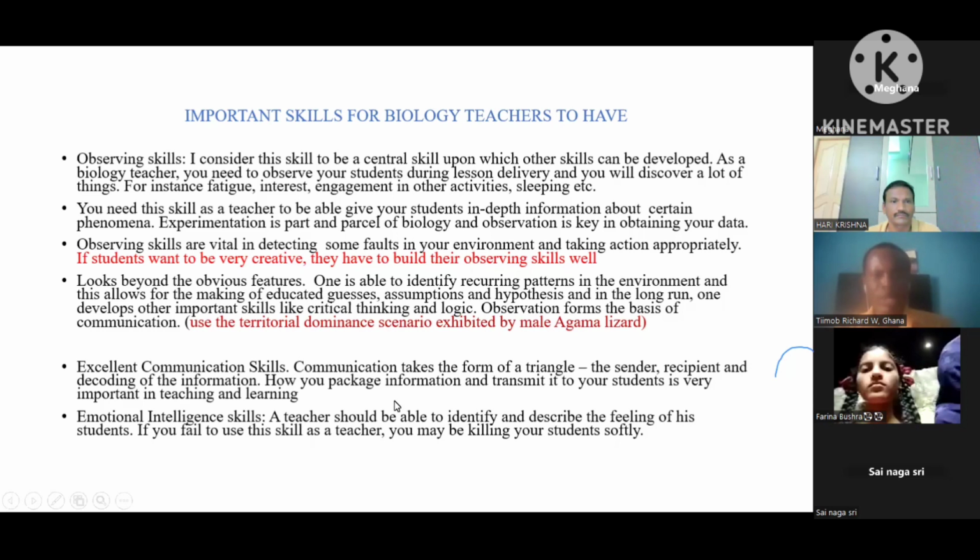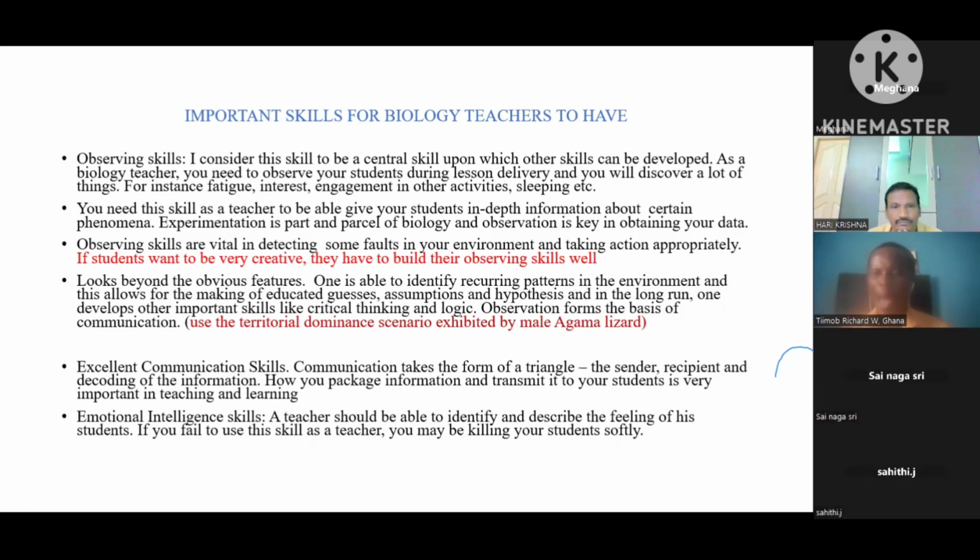Good. So the packaging and transmission of this information to the learners is very crucial. And as a biology teacher, sometimes when you even step foot into the classroom, the way and manner in which you talk to your students can bring some amount of timidity in some of them, and in the long run, it is going to affect their participation in the lesson. And remember, communication is not just verbal. You can use other non-verbal means to communicate with your students.